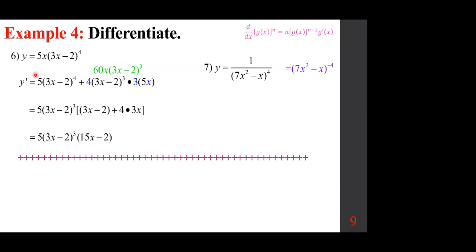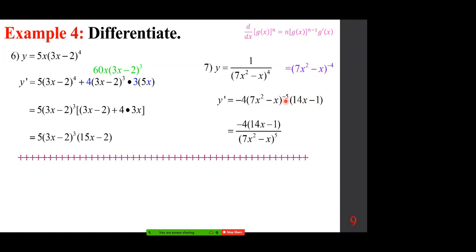Okay, everybody? And so with that being the case, negative 4 sits in front, the same thing to the power of negative 5, times the derivative of the inside, which is 14x minus 1. So one more time. Negative 4 sits in front, the same thing to the power of minus 5, 14x minus 1. So now you have a fraction. The top is negative 4 times 14x minus 1, and the bottom is 7x squared minus x to the power of positive 5, everybody. Positive 5.